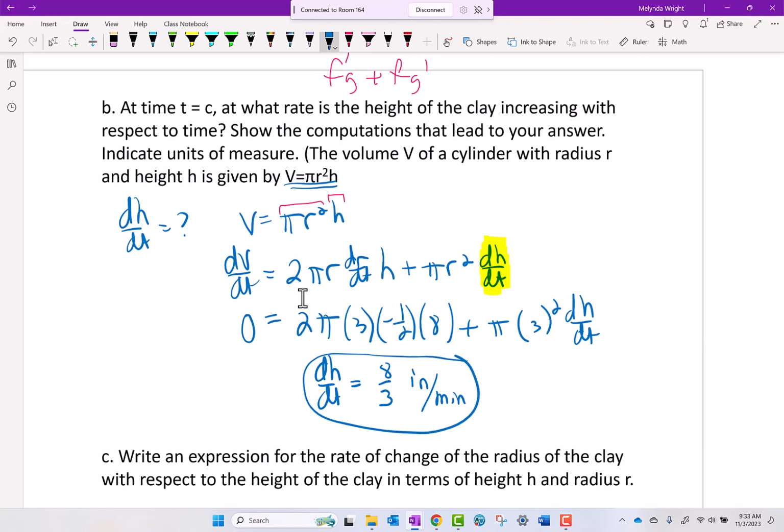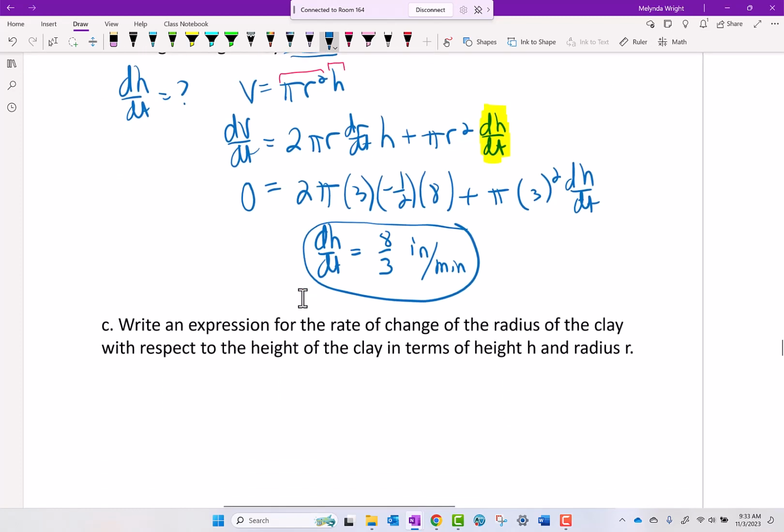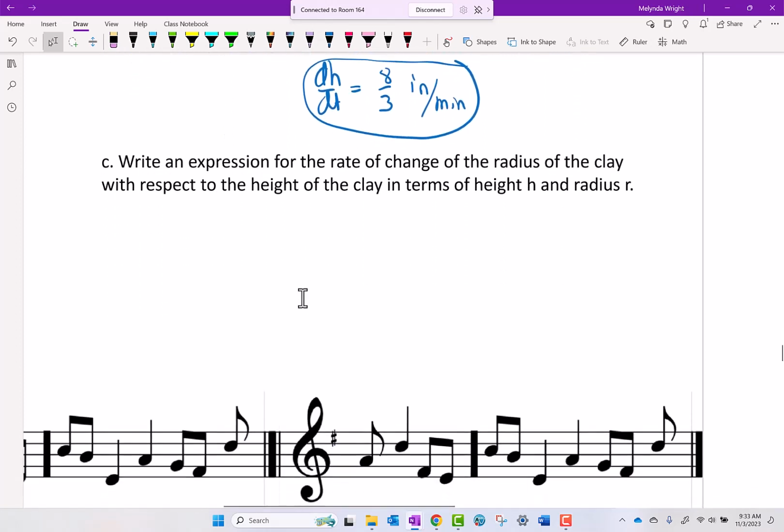All right, now part C. Part C is weird, I'm not gonna lie. You're like, no, I don't want weird. I'm sorry, we have to have weird just for a second. So let's dig into the words here. Write an expression. So they don't want us to solve anything, yay, but write an expression for the rate of change of the radius of the clay with respect to height.